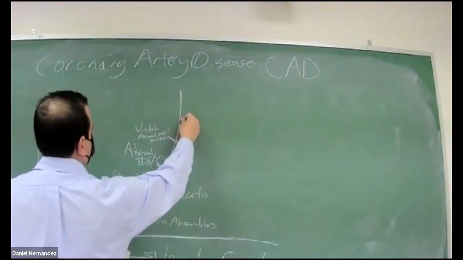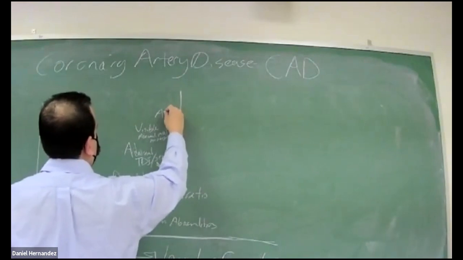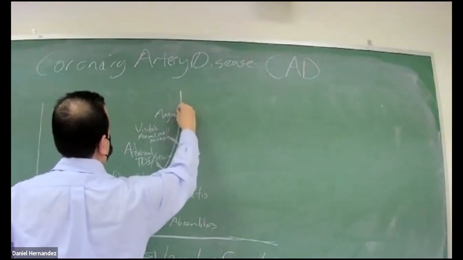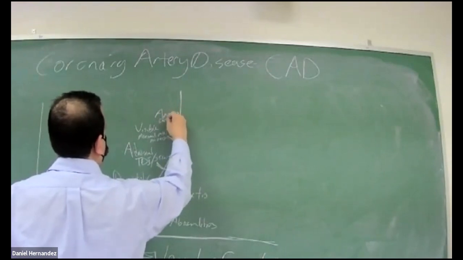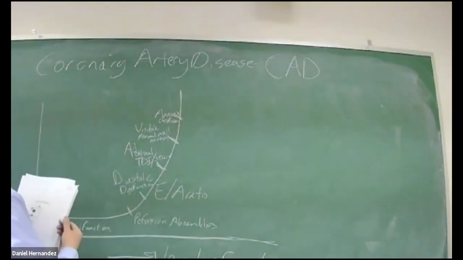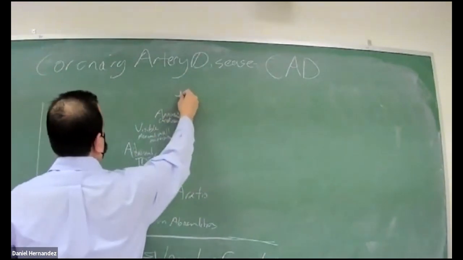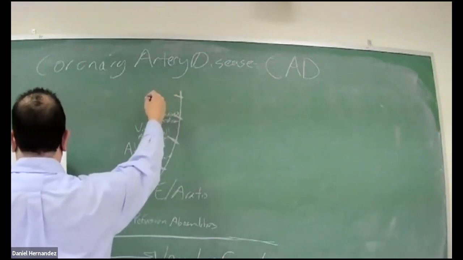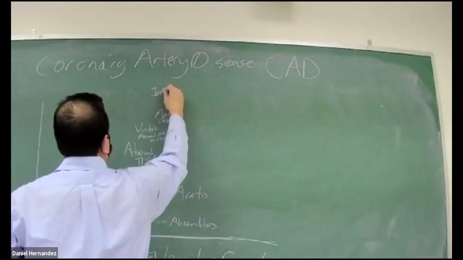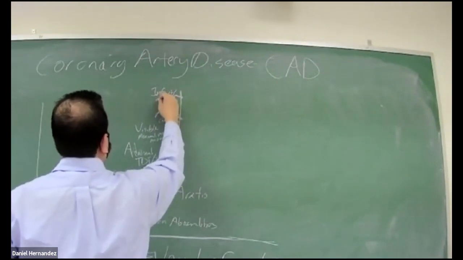As the level of ischemia continues to increase, then the patients will develop chest pain, angina. And then finally, we'll develop infarct, with scarring.